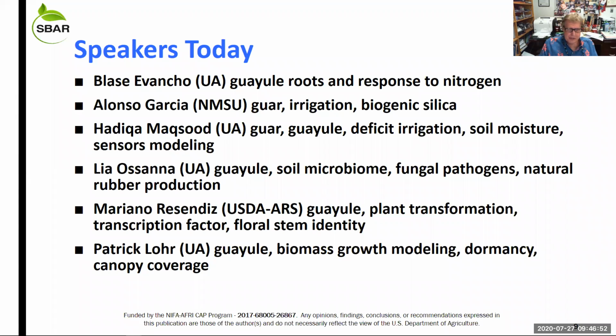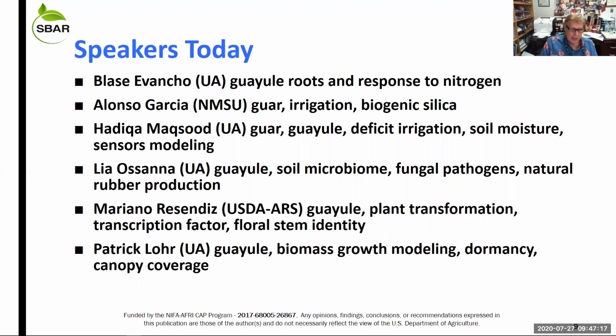Mariano Resendiz did his bachelor's at UC Riverside in plant breeding. He just finished his master's degree from Cal State East Bay in computational statistics. He has worked as a plant breeder, a lecturer at the college level, and is now a research assistant at the USDA Western Regional Research Center in California. He will discuss the plant transformation work.